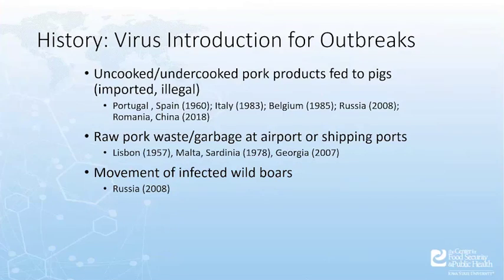And the introduction of ASF into previously negative countries has happened a number of times in the past, typically due to uncooked or undercooked pork products fed to pigs, where the products were imported illegally, and that happened in a number of cases, or raw pork waste and garbage at airports or shipping ports that ended up being fed to pigs. And the virus is also in infected wild boars moving across country boundaries, and we're seeing that in Russia initially and into Eastern and now Western Europe, with the movement of wild boars.